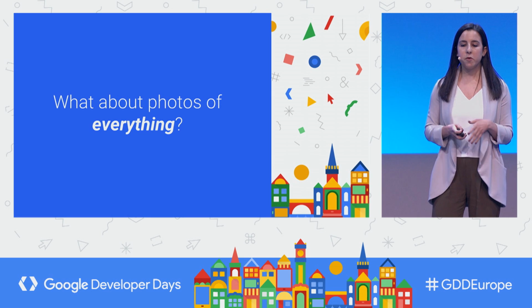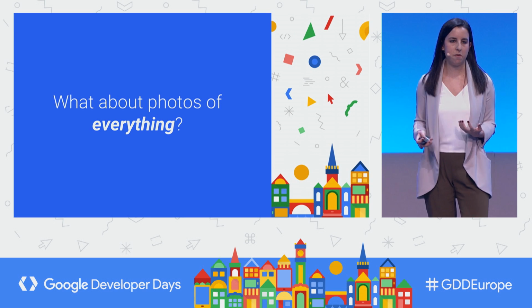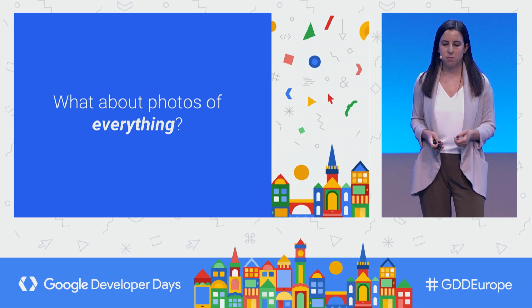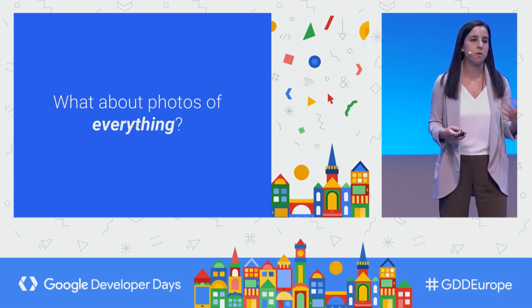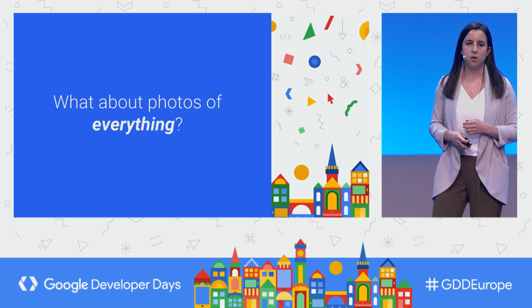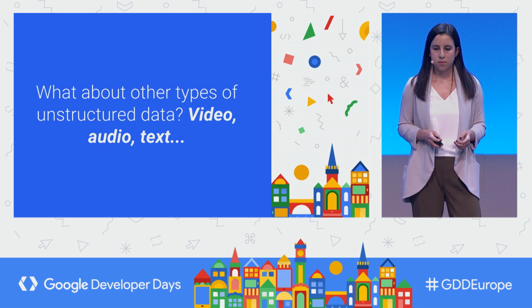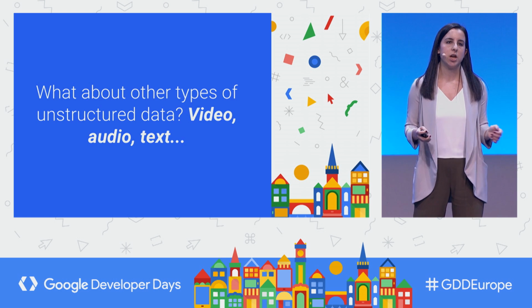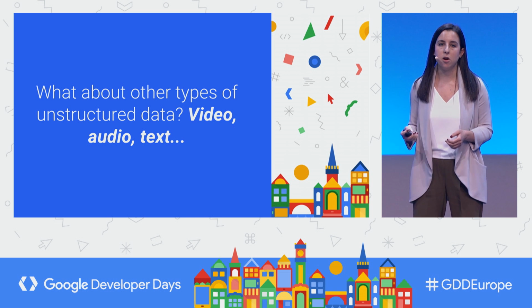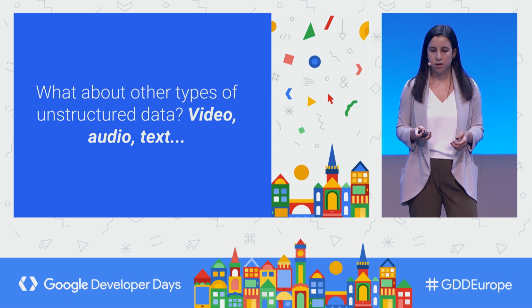So the point I'm trying to make here is, what if we have photos of everything? We don't know exactly what photos our users in our application might upload. Might not just be photos of fruit or animals. We're probably going to have photos of all sorts of things. And in addition to photos, we might have other types of unstructured data. So we might have video, audio, or text.